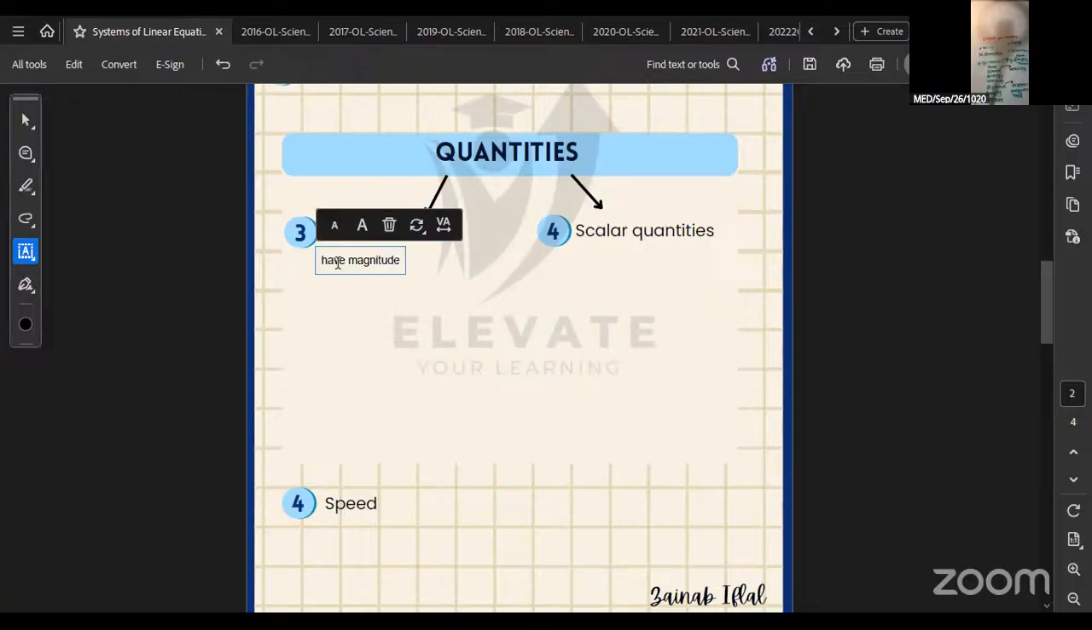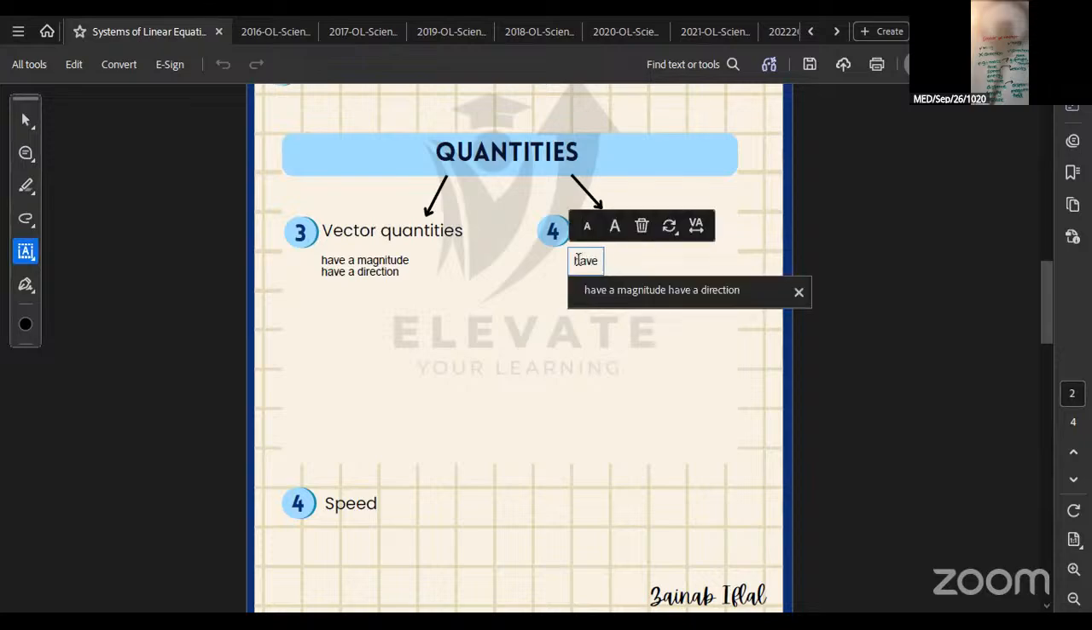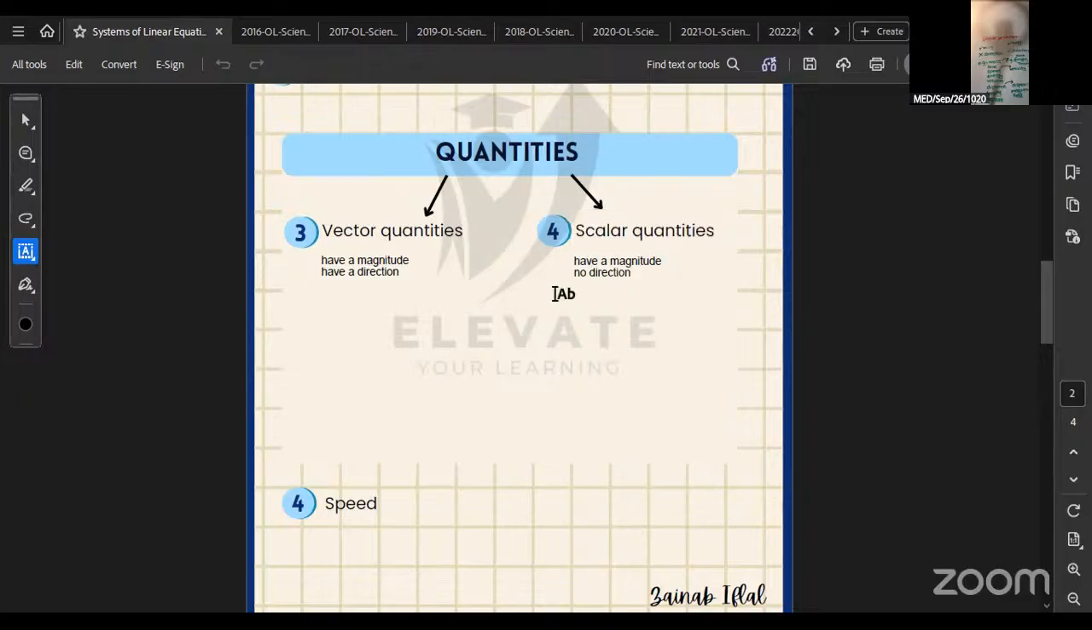Don't copy, okay? Just think from your head and write. If not, there's no point, because by the end of today's session, you should be able to understand this, not just listen and wait. You should be able to do something, right? Have a magnitude, have a direction. That's only vector quantities. What is scalar quantities? Have a magnitude, no direction.